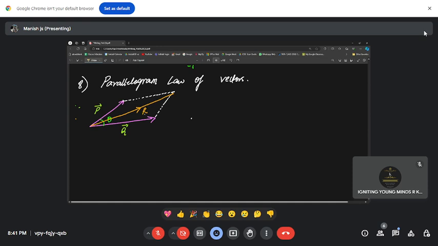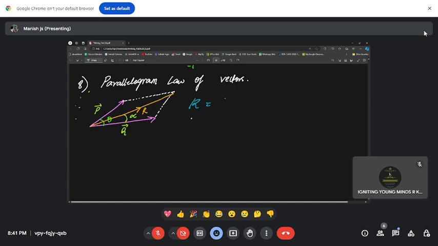So this is the resultant, R. So you can find out R, which is given by the diagonal of the parallelogram. And R makes an angle of, say, alpha with one of the vectors. With Q, it is making an angle of alpha. Okay. So having this figure, you can find out what is R, what is the value of resultant.